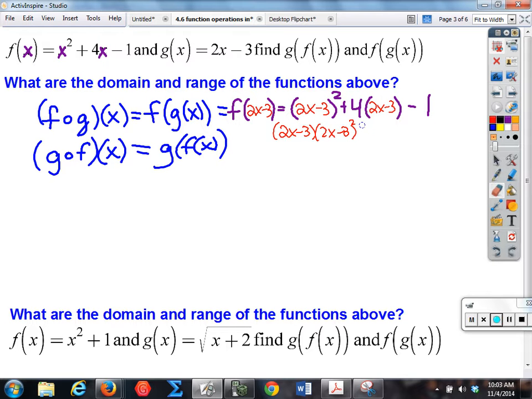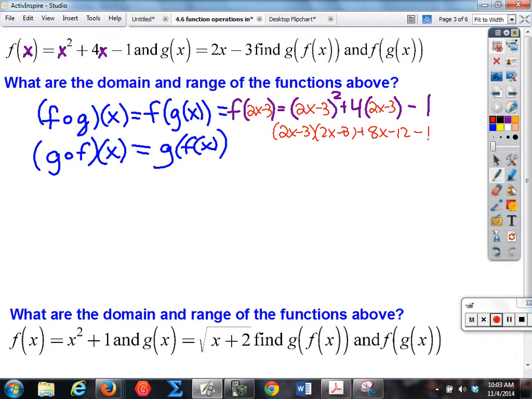You have to times that out. And then plus, or you times this out, 8x minus 12 minus 1. So I'm not going to do it, but I know you guys know how to do that. It's just the concept of getting to that.